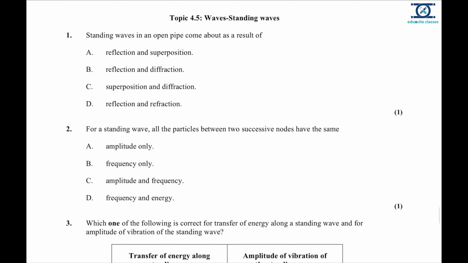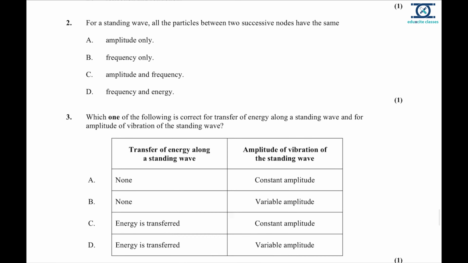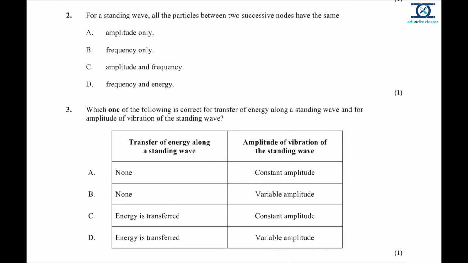Now starting with 4.5, the last part, that is your standing waves. So standing waves in an open pipe come as a result of reflection as well as superposition, as you might have seen. Option A. For a standing wave, all the particles between two successive nodes. Now when we say these are the two successive nodes like this, they have what? Amplitude only. There is no amplitude at the two nodes. So they have the same frequency, yes, all particles between like this.